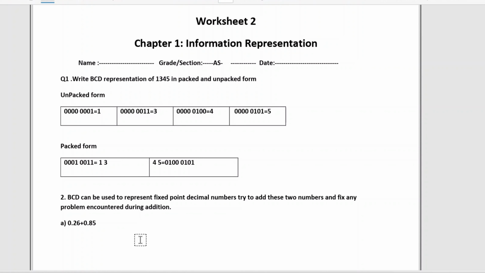Okay, let's start with worksheet number 2. In this worksheet, the first question is that you have to represent the BCD using packed and unpacked form. The number that is given to you is 1345. So I have already done the working over here.